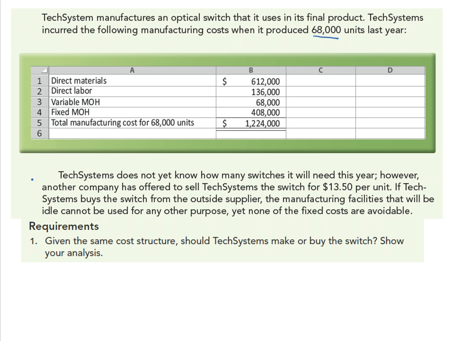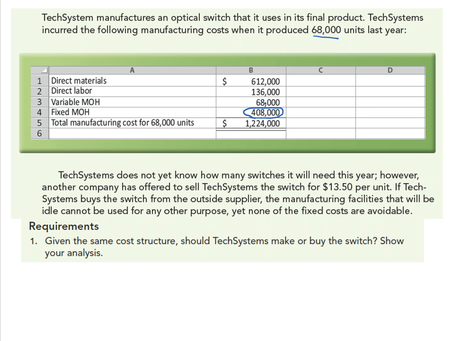TechSmith does not yet know how many switches it will need this year. However, another company has offered to sell them the switch for $13.50 per unit. If they buy the switch from an outside supplier, the manufacturing facilities that will be idle cannot be used for any other purpose, and none of the fixed costs are avoidable. So all of these manufacturing fixed costs are unavoidable. We are going to incur them whether or not we manufacture the product in-house.